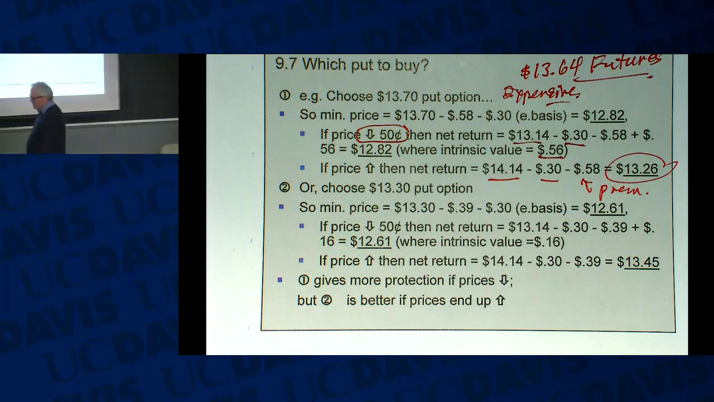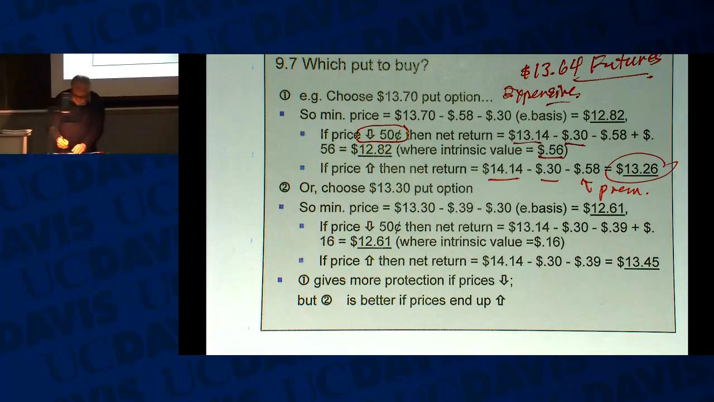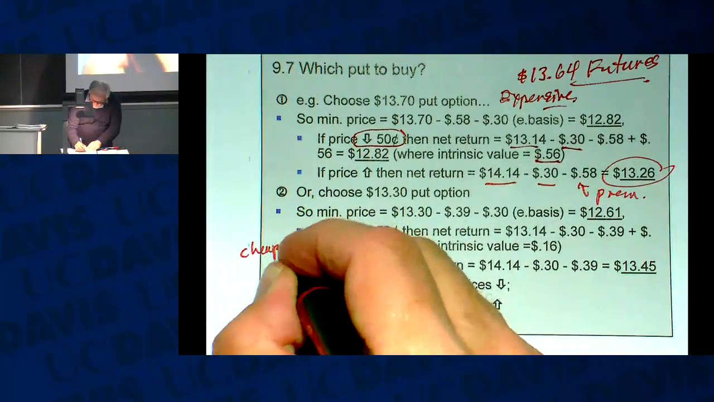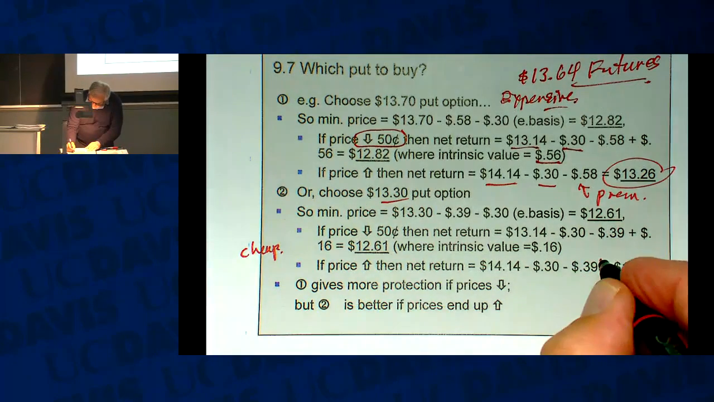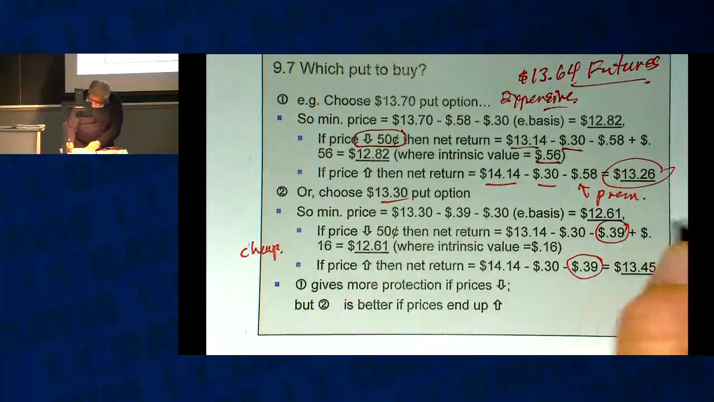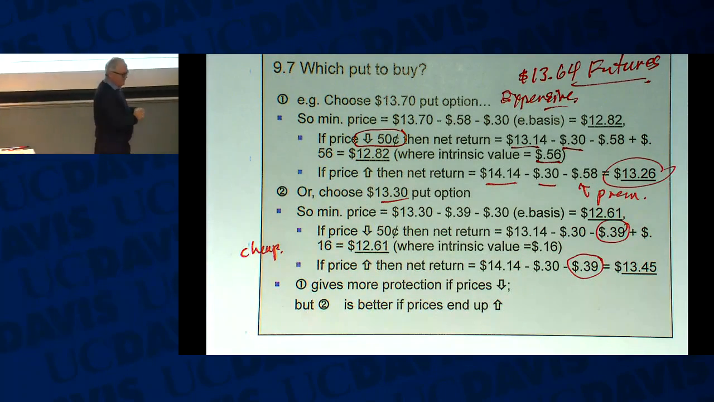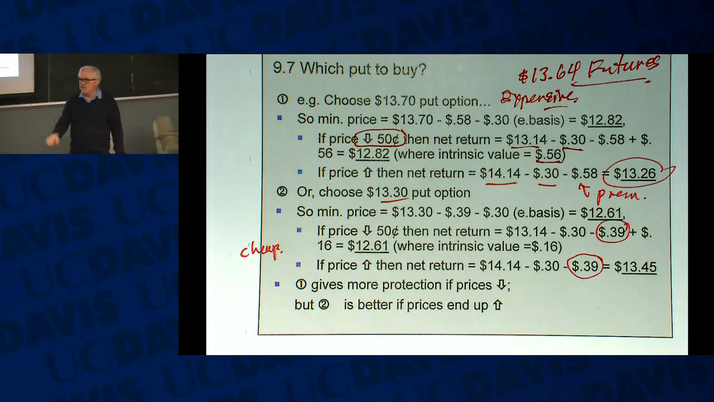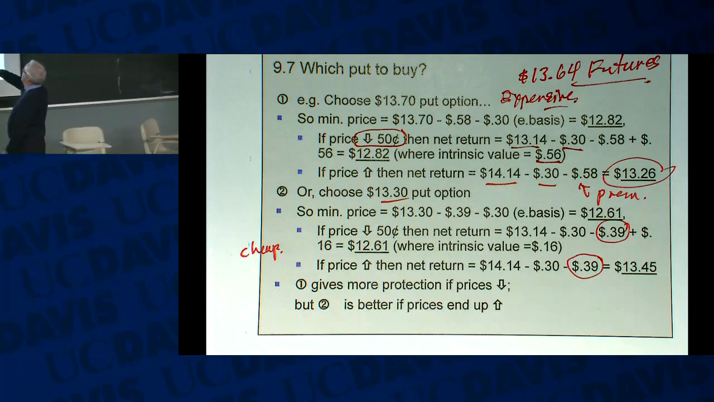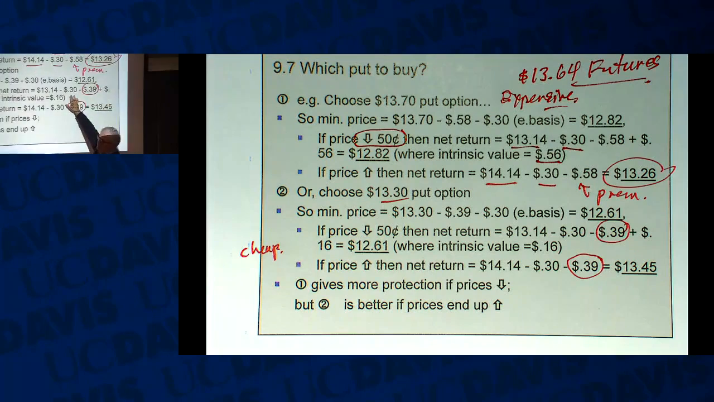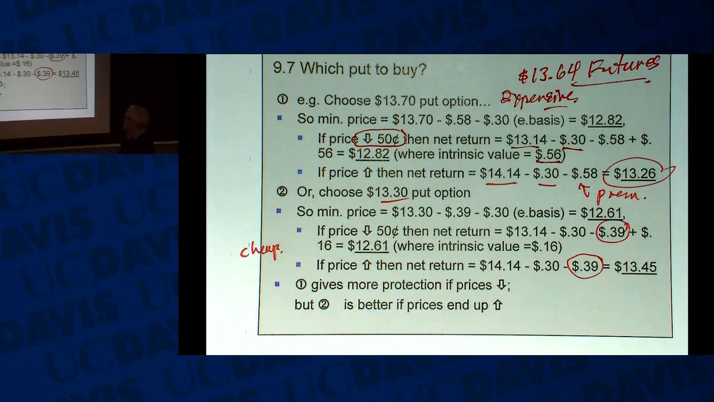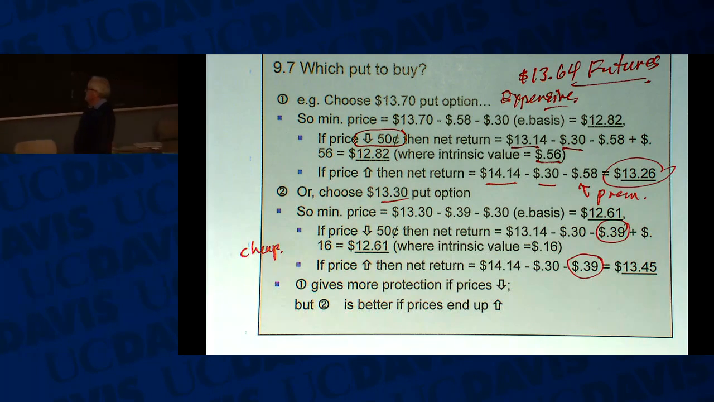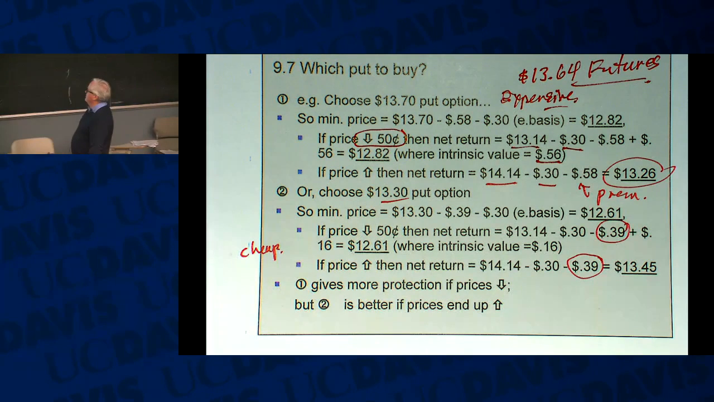Now let's look at the cheap option. This is the cheap one down here, right? 13.30, where the basis was 39 cents. Excuse me, the premium. That's the premium. So if prices fall, we have the same price fall, 50 cents. So futures comes back down to 13.14, just like before. We have our basis, we subtract that. We subtract our premium, and we add our intrinsic value. So the intrinsic value is less on the cheaper option. So that gives us 12.61 if prices fall.